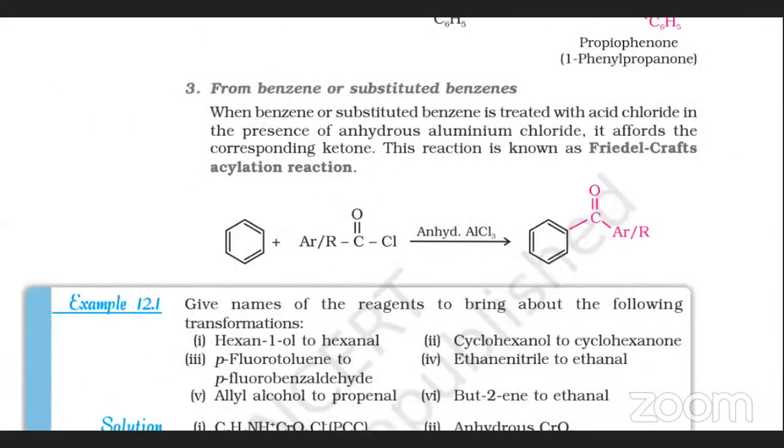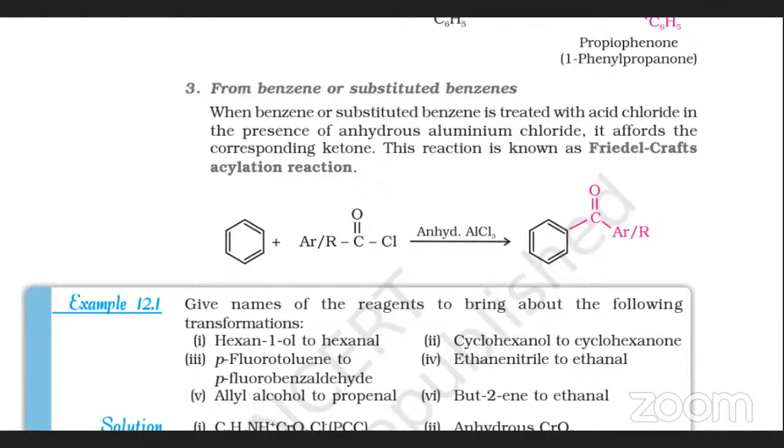Okay, next reaction from benzene or substituted benzenes. Benzene, if you have taken aromatic acyl chloride, that is called Friedel-Crafts acylation. Already we know that in Friedel-Crafts acylation the reagent will always be the same. What is that? Anhydrous aluminum chloride, AlCl3. We know that very well. The acyl group is going to be attached to the benzene, so we get an acyl substituted benzene.